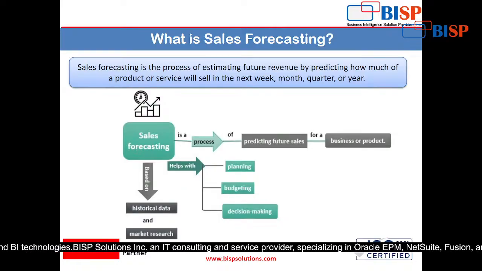Second, market research. Market research means the government is opening a museum or a tourist spot, and definitely that tourist spot will attract the tourists here, right? And in this way your sales will increase. Now these are the two things. Then it is a process of predicting future sales for a business or product, that is fine, to help with planning, budgeting and decision making. This diagram is very easy to understand, right? Nothing is difficult here. So this is how we forecast the sales for the future.